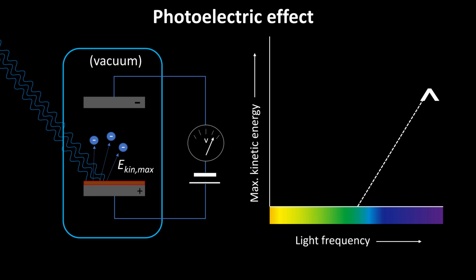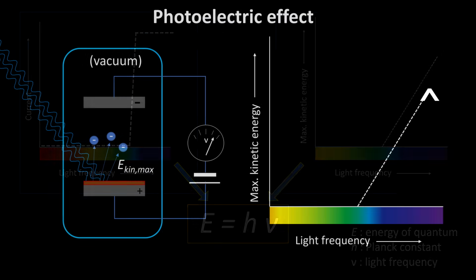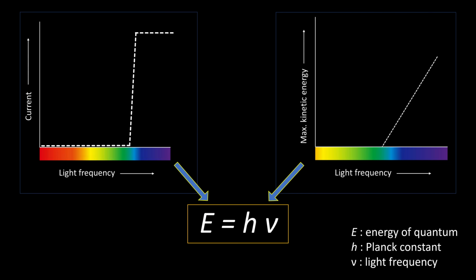And it's this observation in combination with the frequency threshold that led Einstein to the conclusion that energy exchanged between light and matter not only occurs in discrete amounts, but also that the energy contained in these quanta is proportional to the frequency of the radiation. It's these energy quanta that we now generally refer to as photons.